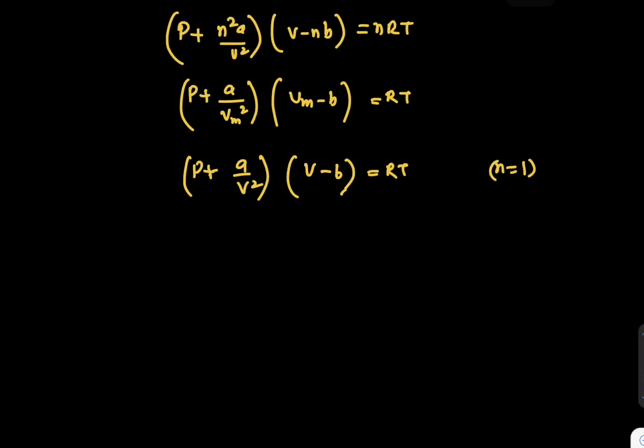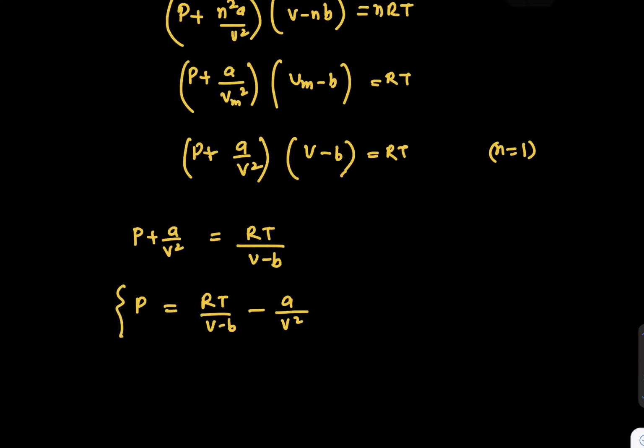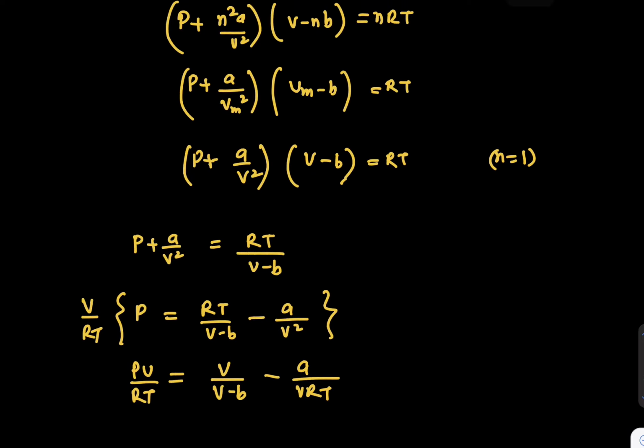Great. So let's do some maths here. What you can do is P + a/V² can be written as RT/(V − b). So let's write that, and sending a/V² to the other side becomes RT/(V − b) − a/V². Okay, great. Now let's multiply the whole equation by V/RT. So what will happen? This becomes PV/RT, whereas this becomes V/(V − b) and this becomes a/VRT. I hope you agree with this. Please check this much.